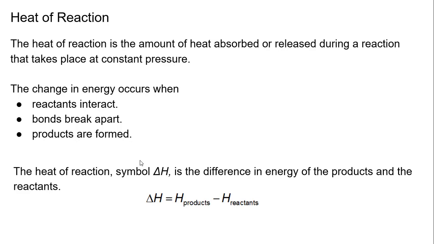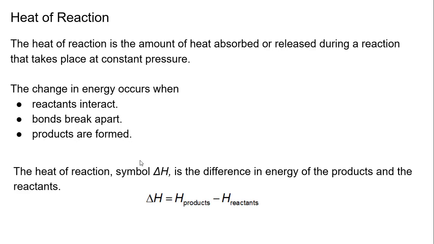The heat of reaction is the amount of heat absorbed or released during a reaction that takes place at constant pressure. The change in energy occurs when reactants interact, bonds break apart, and products are formed. The heat of reaction, symbol delta H, is the difference in energy of the products and the reactants. So let me explain what's going on with this slide. Every chemical reaction will either give off energy or absorb energy.